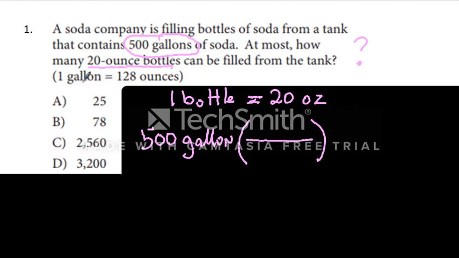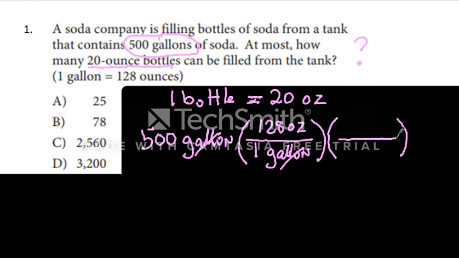We want to start converting. It says that 1 gallon is equal to 128 ounces. Since we have gallons up here in the top, the only way we could cancel out would be to put gallons in the bottom. So 1 gallon would be here, that would then be 128 ounces. That way gallons cancels gallons, and I can move forward from there.